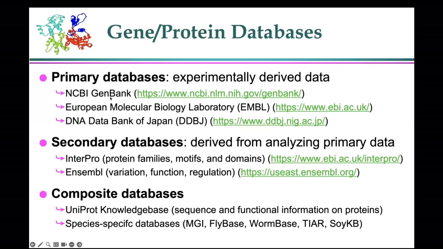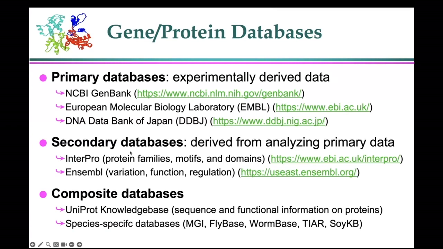The first one is called GenBank, an NCBI resource. It contains all the genome, gene, and protein information. And then the EMBL one from Europe is also a good resource for protein and gene data. Another one is from Japan, called DDBJ. So these are the 3 major ones that you can focus on.